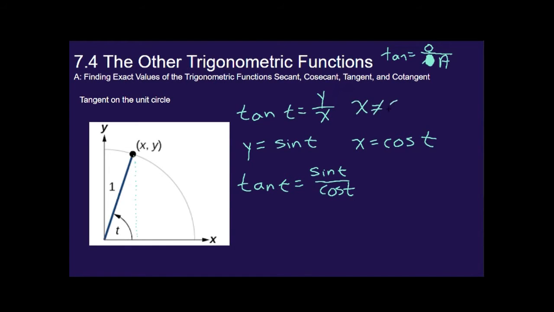X cannot be 0 because we cannot divide by 0, right? And we cannot have a 0 on the bottom of this. So cosine of t cannot be 0. Okay, so keep those in mind when you're working with tangent, that your x cannot be 0 and your cosine of t cannot be 0. And of course, x and cosine of t are the same things. Okay, so that's how we define tangent in terms of the unit circle.